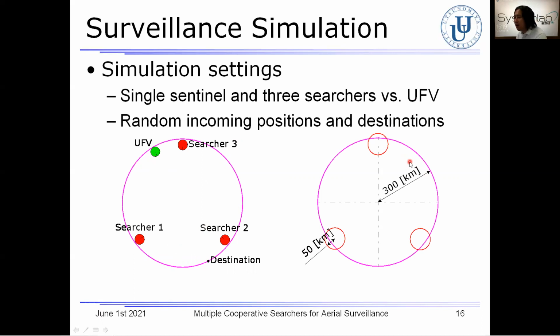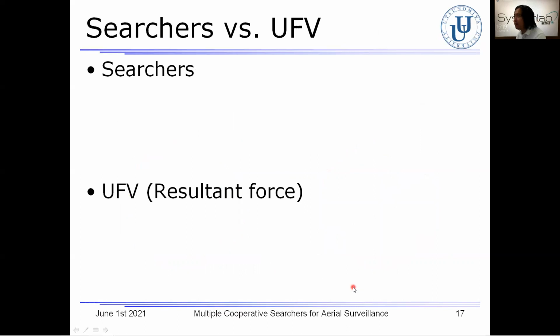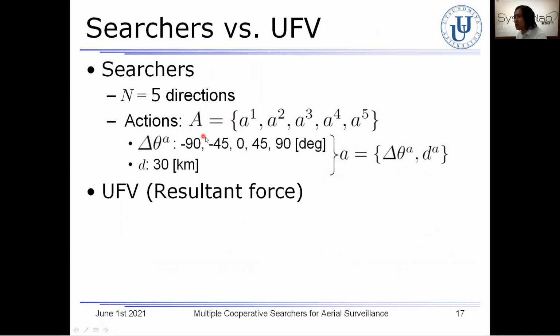The radius of the surveillance area is 300 kilometers. And within the radius of 50 kilometers, the searchers are able to detect the UFB. The searchers move at the velocity of 300, and the UFB moves at the velocity of 450. As for the searchers, the action is discretized by dividing into 5 directions, as you can see, in each step corresponding to 0.1 hour.